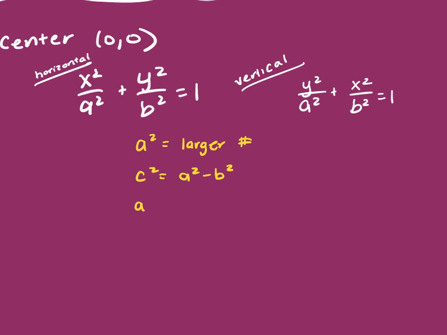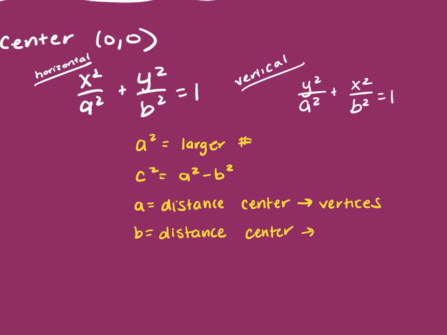All right, a is the distance from the center to the vertices. b is the distance from the center to the co-vertices. c is the distance from the center to the foci.